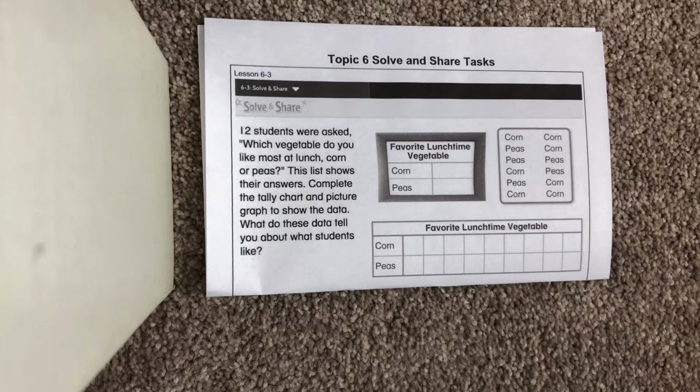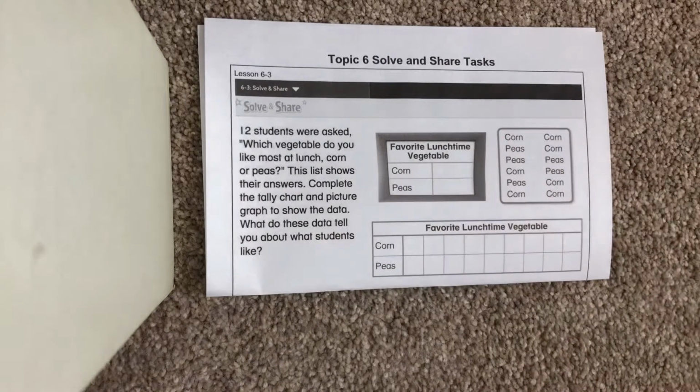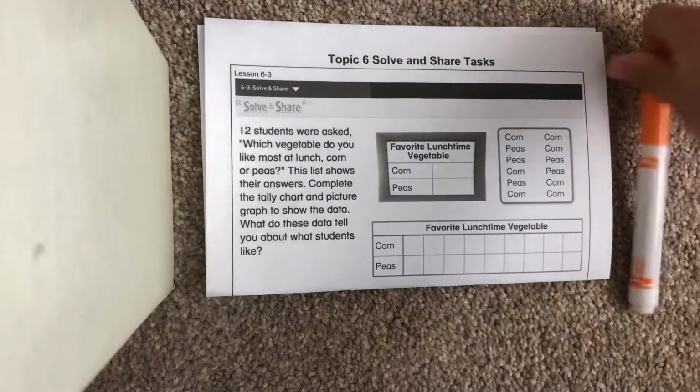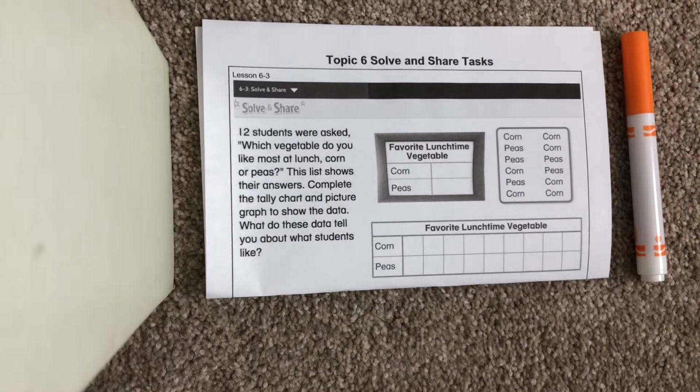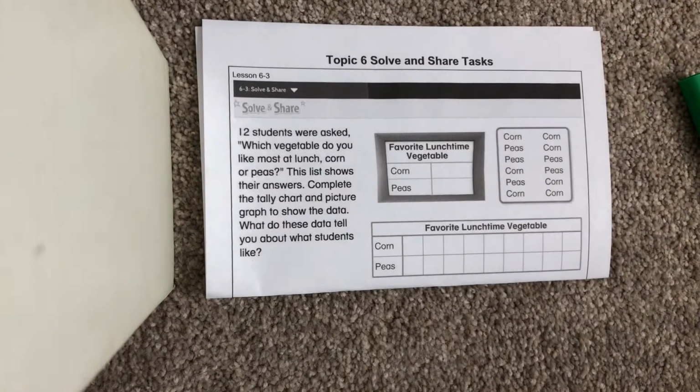So the first thing I have to do is count. This is all that they are. How many are corn and how many are peas? I'm going to do it in different colors so it's a little bit easier to see. Corn is an orange color, so I'm going to use an orange marker, and peas are green, so I'm going to use a green marker. So I'm going to circle how many corn I see.